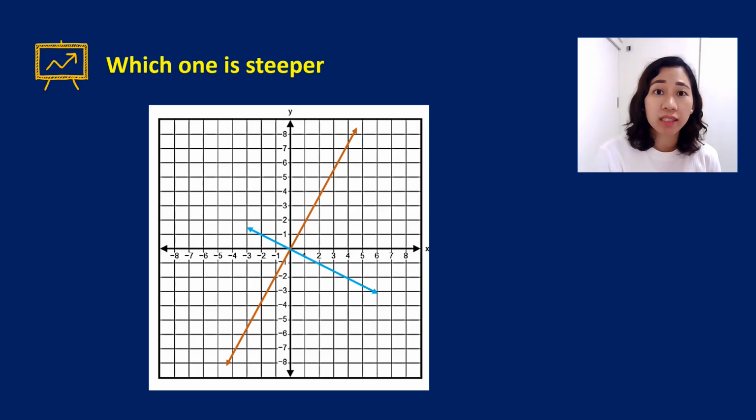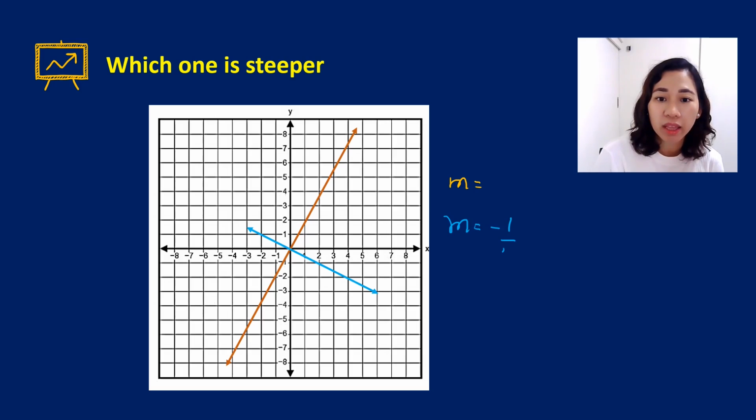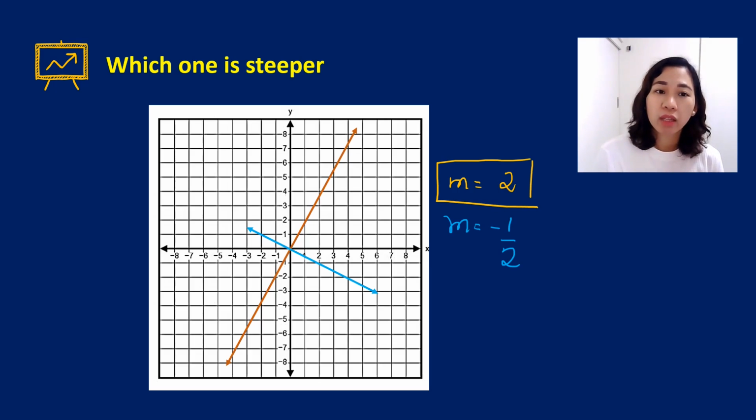Okay? Now what if we have lines like this wherein one is increasing and one is decreasing? So these are actually the lines that we had earlier. So the orange line here is a slope equal to 2, and then the blue line has slope equal to negative 1/2. Okay, so in this case, one is positive, one is negative. But upon looking at the picture, which one is steeper? Which one is harder to climb? The one with the orange line. Correct.